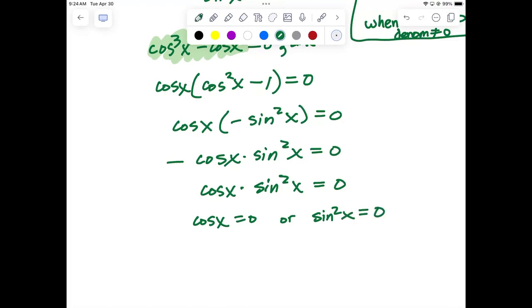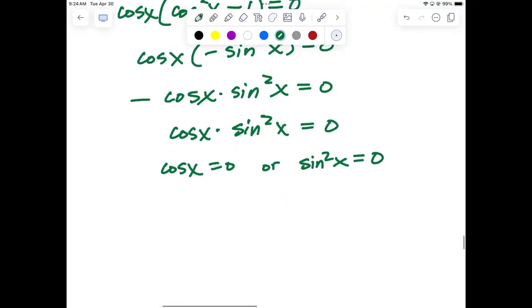Yes? All right. So now it's unit circle time on the first one. Where between 0 and 2 pi is cosine equal to 0? No, cosine of pi is negative 1. 2 pi? Cosine of 2 pi is positive 1. Pi halves, and where? And 3 pi halves. Yeah.